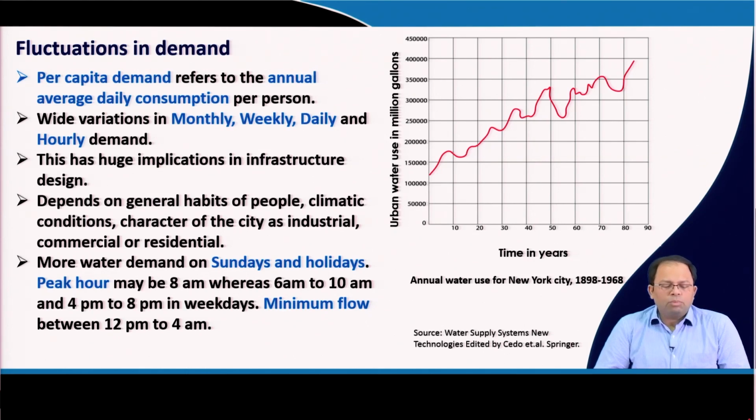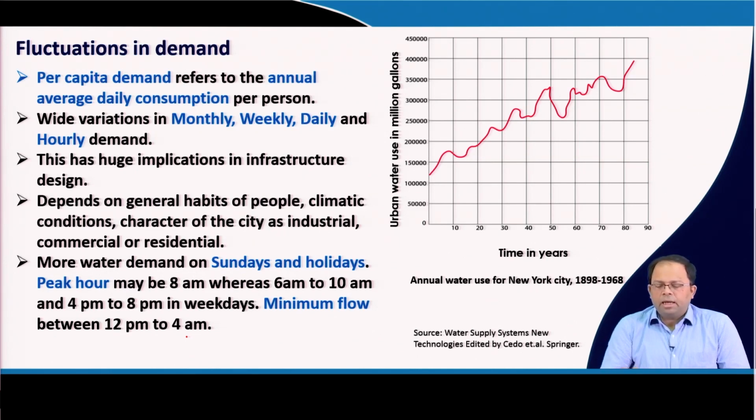And then we have more water demand on Sundays and holidays, and the peak hour may be around 8 am, whereas 6 am to 10 am and 4 pm to 8 pm is the peak hour on weekdays. So, during Sundays the peak hour is 8 am, whereas for the other weekdays the peak hour is 6 am to 10 am, and then in the evening from 4 pm to 8 pm. This is the difference in the water demand, and minimum flow is observed usually between 2 am to 4 am. Differences in demand could change, and accordingly the entire infrastructure, the entire equipment in the pipeline that is used to supply water, has to be adjusted.